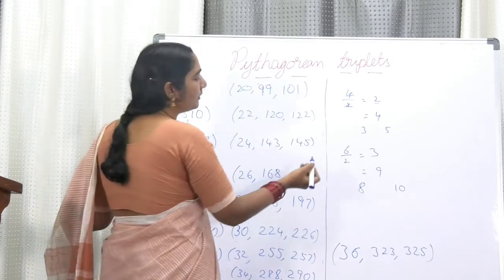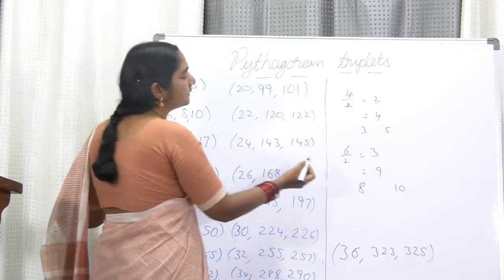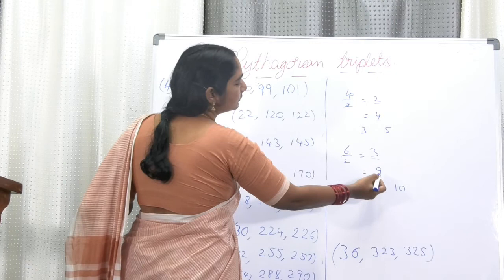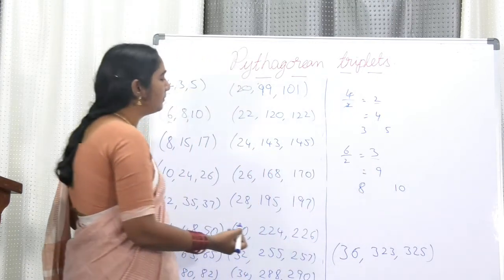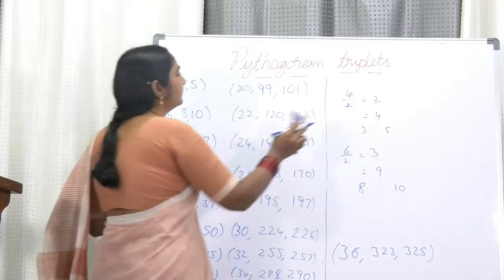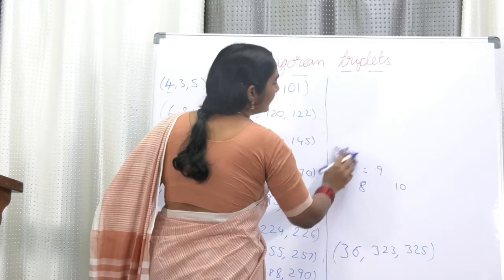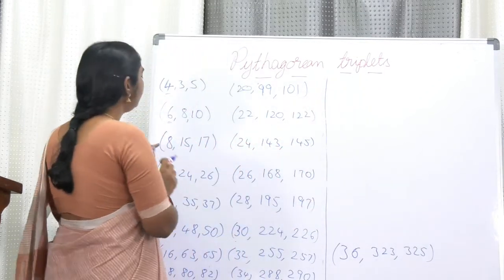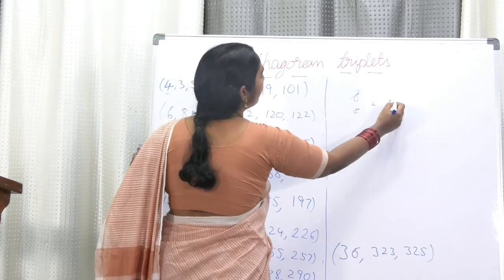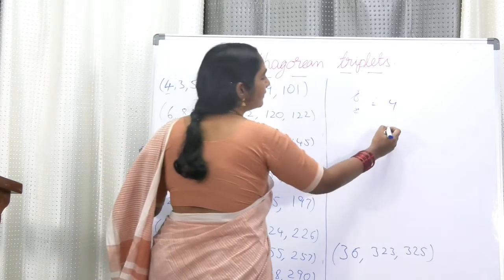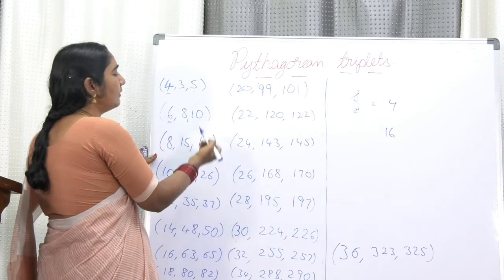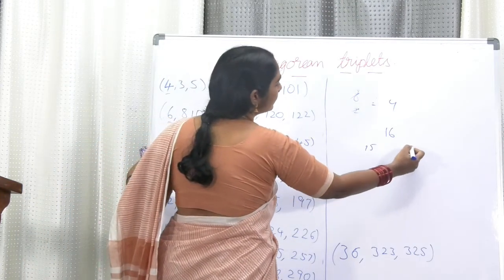Let us take one more example. If you take the next number 6, divide by 2, you get 3. 3 square is 9. One number this side and one number that side becomes the triplet, means 6, 8 and 10 becomes a triplet. And let us take one more example. I think now you understood by this time. If you take 8, just divide by 2, that is 4. 4 square is 16. So one number this side is 15, one number that side is 17.